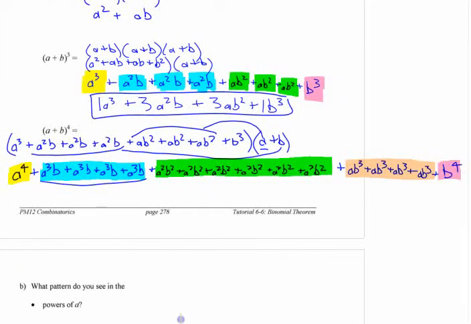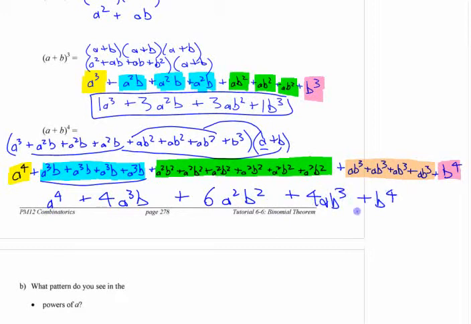Obviously, if this was written out the short way, you would have a to the 4th plus 4a cubed b plus 6a squared b squared plus 4ab to the 3rd plus b to the 4th. Don't forget that there is actually a 1 here, even though you don't write it. It's 1b to the 4th because there's 1 of them. So that comes from that one, and we continue along here.